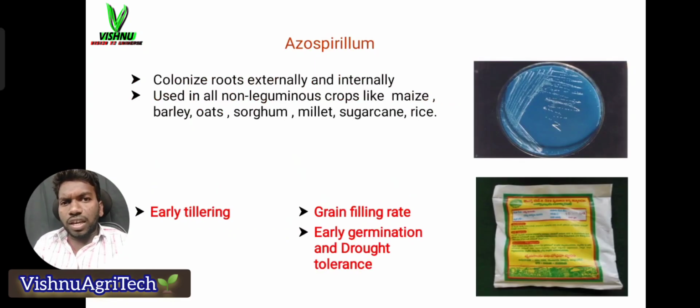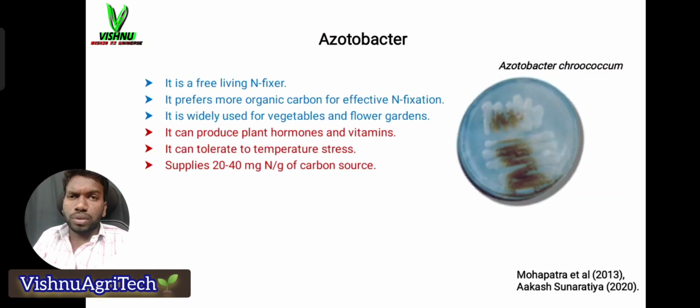It colonizes roots externally and internally, and is used in all non-leguminous crops like maize, barley, oats, sorghum, millet, rice, etc. Here, non-leguminous crops are covered by azospirillum. In rhizobium, all leguminous crops are covered by the rhizobium biofertilizer. Early tillering and grain filling rate, early germination and drought tolerance are all maintained by azospirillum.